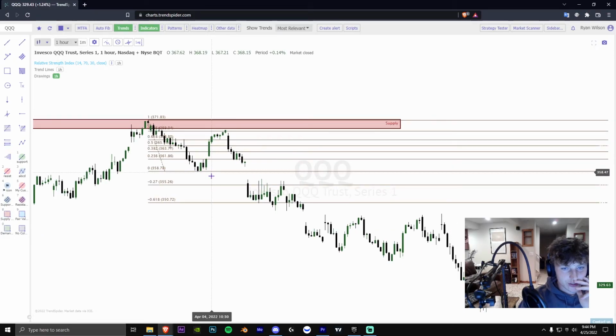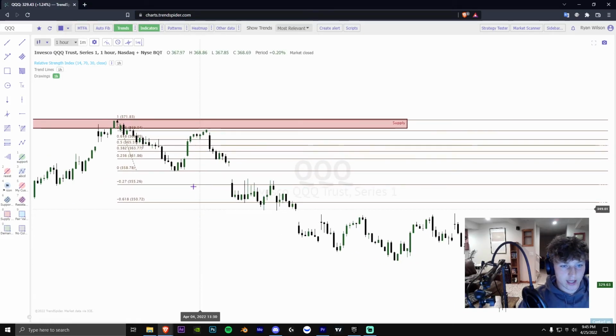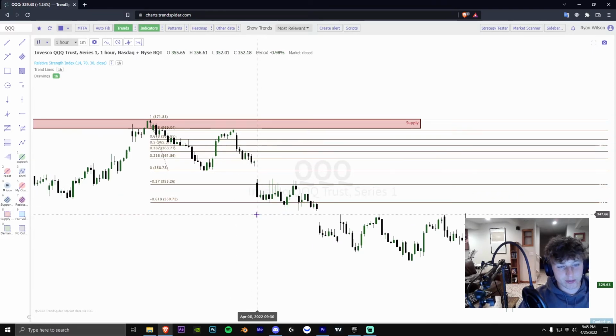So if we draw this, as you can see, this is not perfect like my other ones. It actually goes past the 0.618, so it would have stopped me out, and it rejects at the 0.786. So that's just important to note, these are not always going to work perfectly. I like taking 0.618 rejections or 0.382 bounces slash rejections. But that's just me.